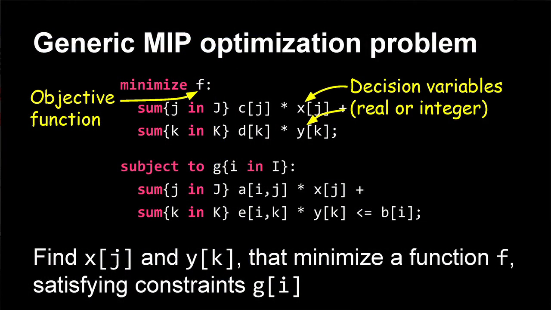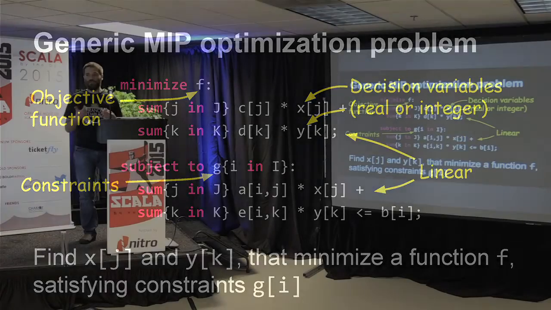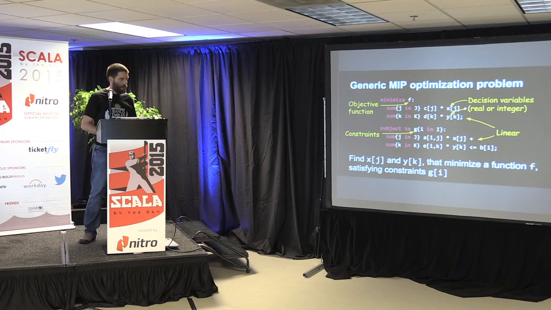The function f is called the objective function, and it's a measure that we will be using to say that one decision is better than the other. And the constraints g are equations or inequations that our decisions must satisfy. So in this case, we have an inequation. And both the objective function and the constraints must be linear. That is, they can only be composed by sums of multiplication of variables and constants.